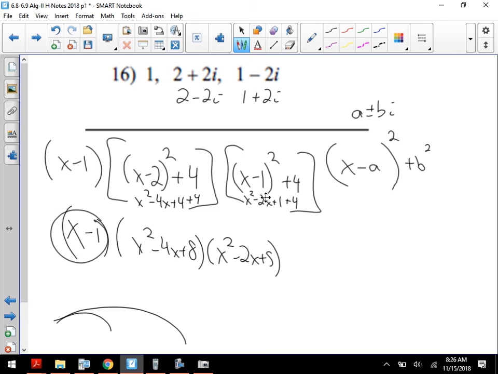What's i squared? Negative 1. So no matter what, when you went through all that, remember how we distribute through? I always want to be minus something with an i squared. That negates it, it just becomes plus. It's just a shortcut.